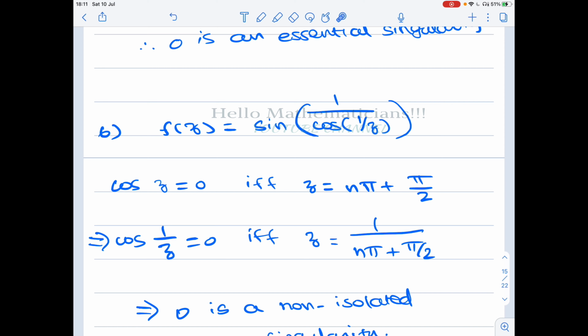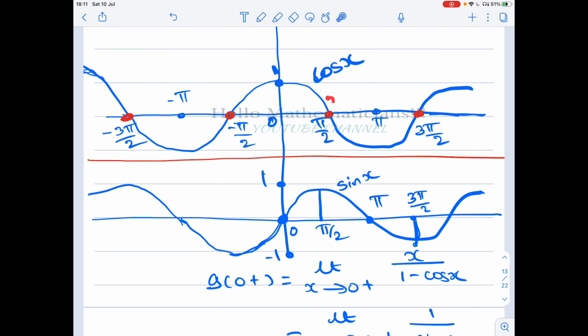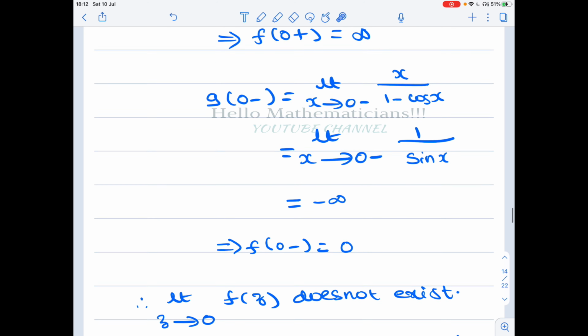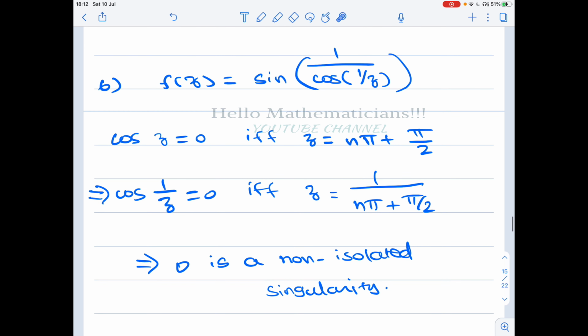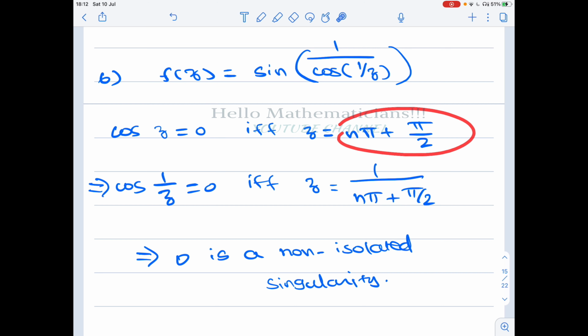Let's consider f of z equal to sine of 1 by cos 1 by z. Again, cos z equals 0 if and only if z equals n pi plus pi by 2. So you have to remember all these numbers: when cos is 0, when sine is 0. If you remember the graph, then you can easily remember. For example, see these are the points at which the cos curve is 0. That is precisely n pi plus pi by 2. Now cos 1 by z equals 0 if z equals 1 by n pi plus pi by 2.